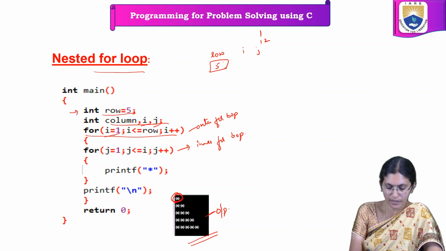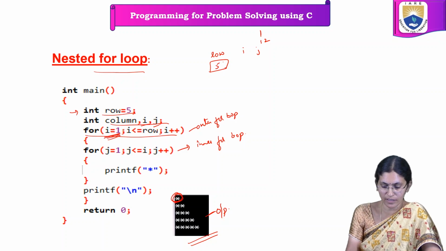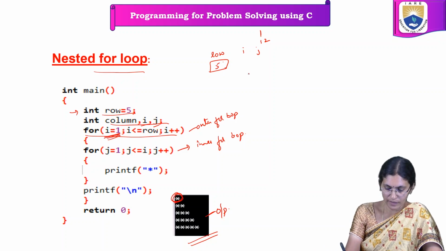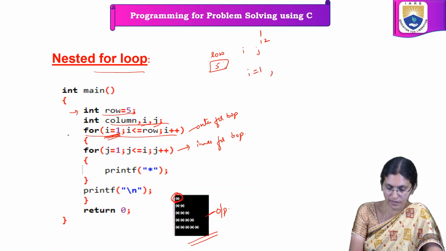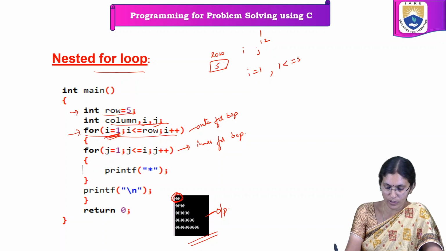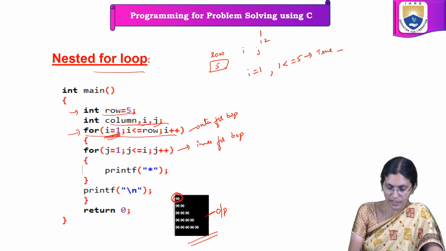Here we have written i is equal to 1. So this is a variable which is initialized in the outer for loop. For that, the condition checked here is, if the control is transferred here, 1 less than or equal to 5. So the row value is equal to 5. It will check this. This condition is true. Therefore it will enter the inner for loop. In the inner for loop, j is equal to 1.